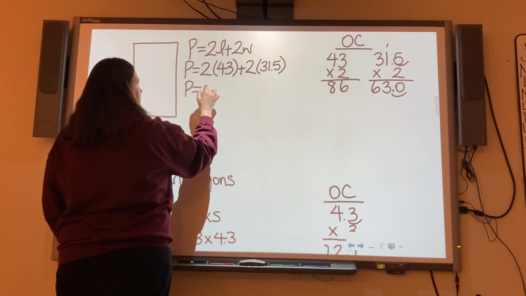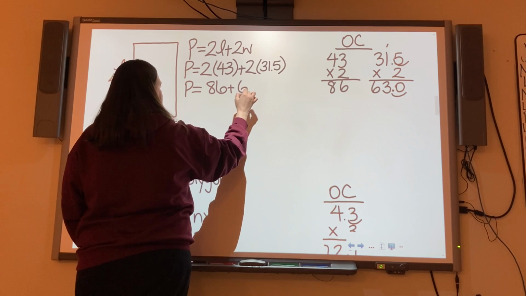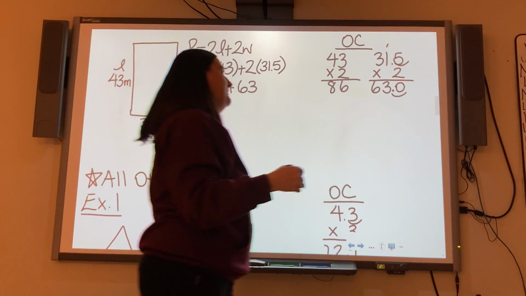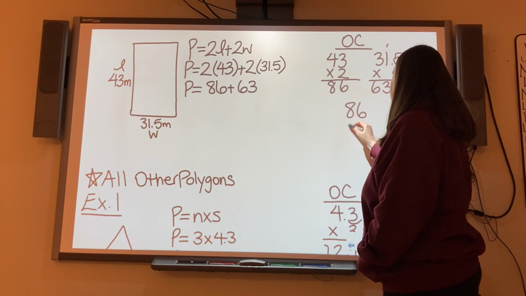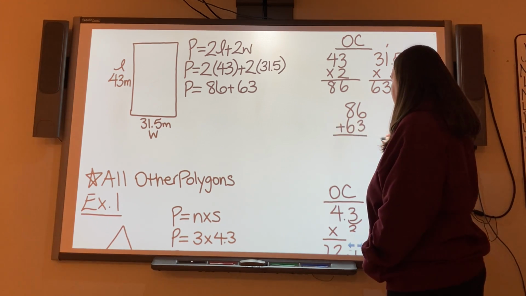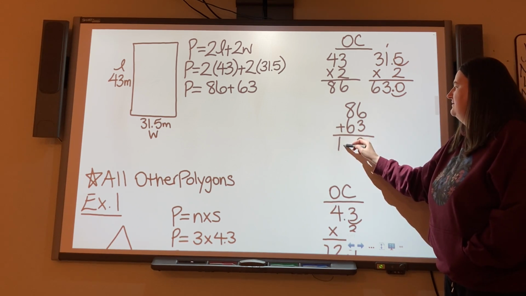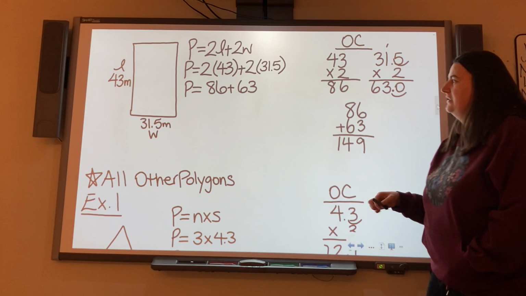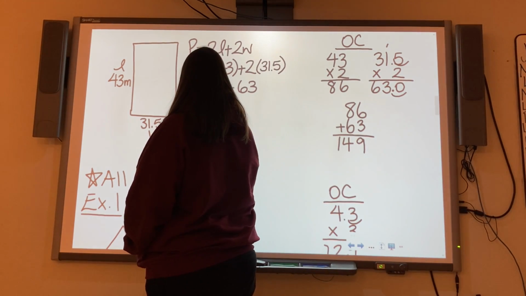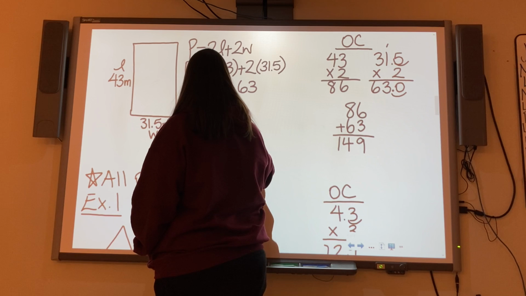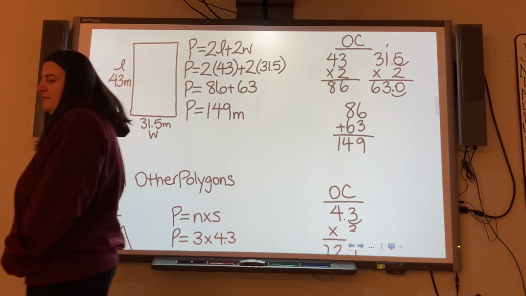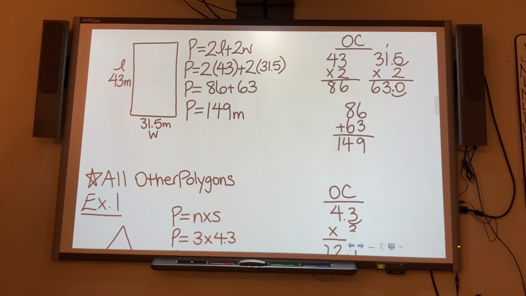So perimeter equals 86 plus 63. So now I add them up. 86, 63, adding. 6 plus 3 is 9, 8 plus 6 is 14, 149. Perimeter equals 149, unit of measurement, m for meters. So there you go, that's example number 2 with the rectangles. Make sure you've got that written down.